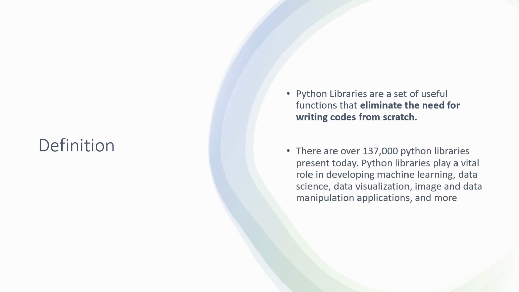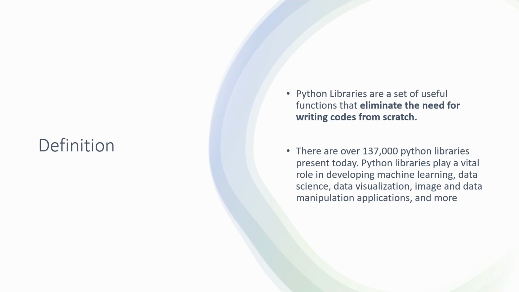There are over 137,000 Python libraries present today. So Python libraries play a huge part in the Python programming language. And many of these libraries cover all sorts of functions from machine learning, data science, visualization of data, scraping and grabbing data from different sources. So essentially data manipulation and many, many more.